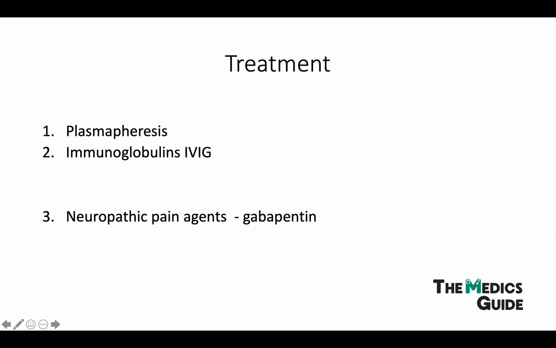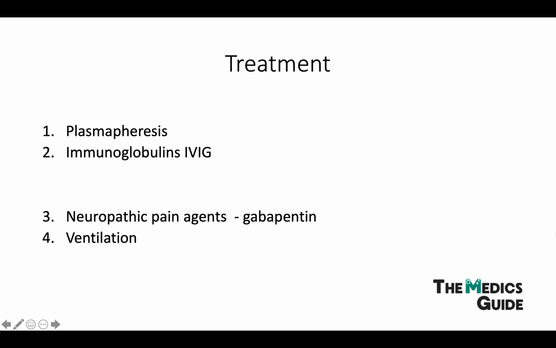Now, because this is neuropathic pain, things like paracetamol and ibuprofen don't really work that well, so we need to give a neuropathic pain agent. Something like gabapentin does work well. You can give different drugs, it just depends on where you are in the world and which hospital you're in. But generally, neuropathic pain agents are given.